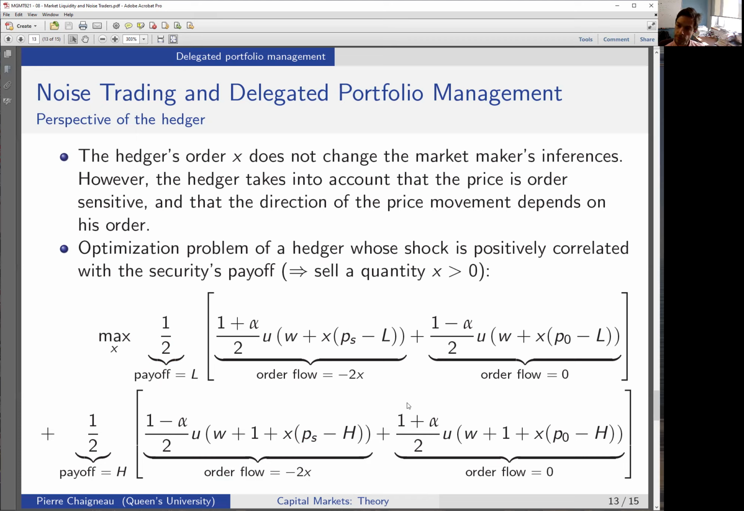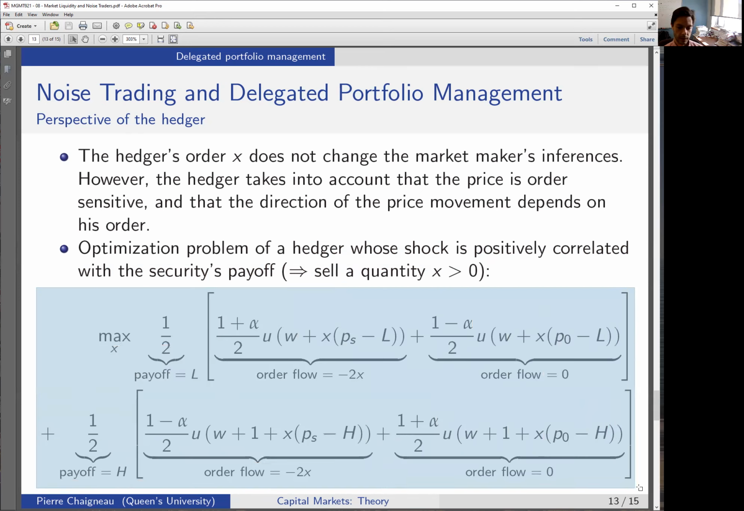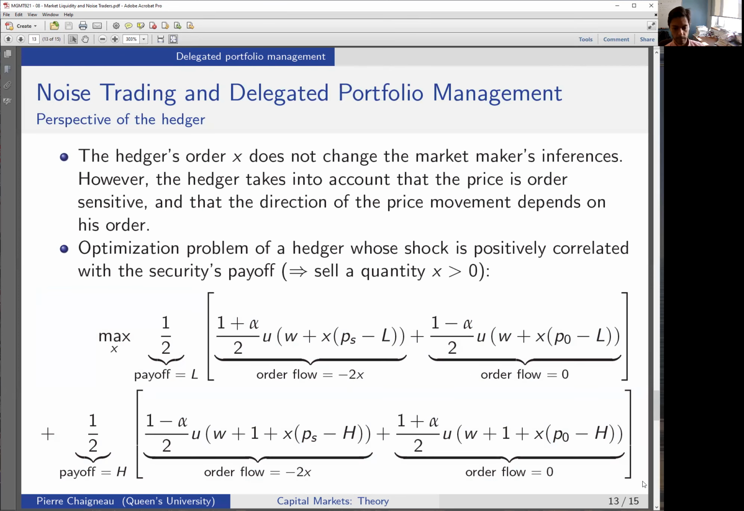Okay. So we went very slowly. And here we got it right. Actually, if you look at the original article by Dow and Gorton, they take the perspective of a hedger whose shock is negatively correlated with a security payoff. So you can try to do that as a homework, try to see if you get it right, and compare with what they get. So if the shock is negatively correlated with the security payoff, this other hedger would actually buy a quantity X, and also his wealth would be W plus 1 when the payoff is L, not when the payoff is H. So that would be the differences.